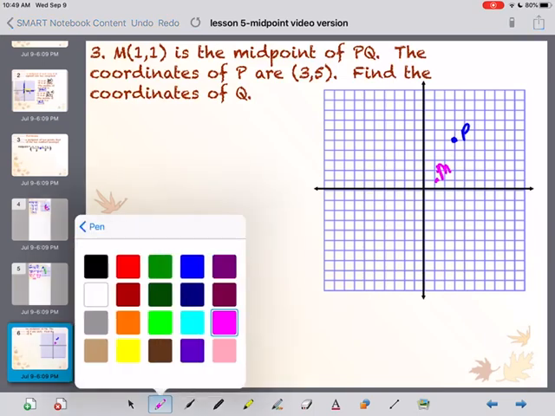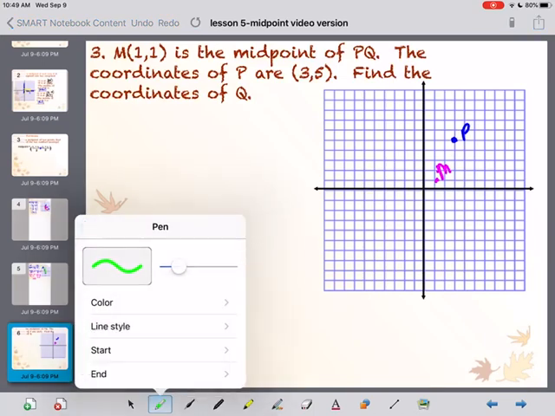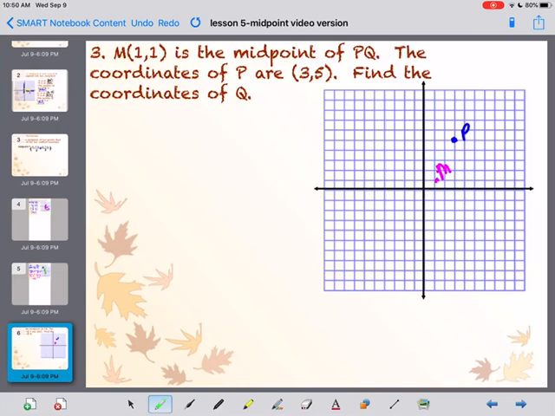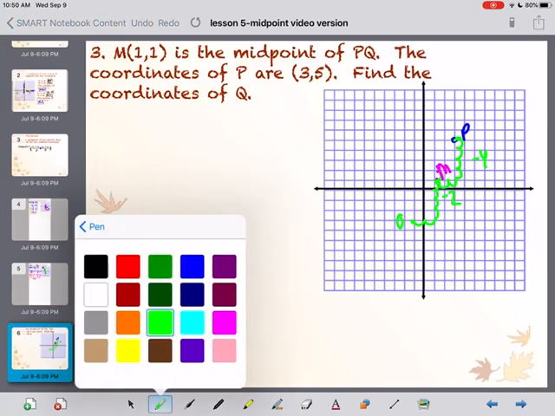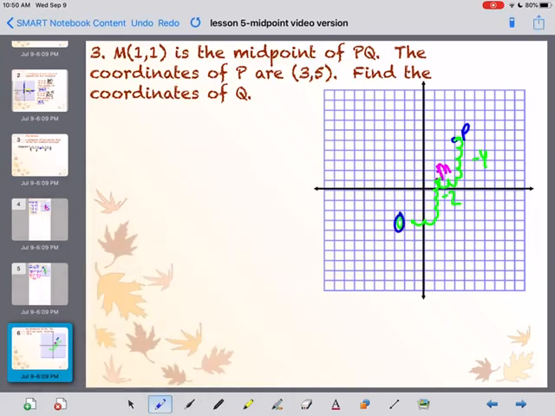So I'm going to use the rise and run method. So to get from P to M, I go down 1, 2, 3, 4, and to the left 1, 2. To get the location of Q, I'm going to duplicate that. Down 4, 1, 2, 3, 4, and over 2. So I know Q is located at -1, -3.